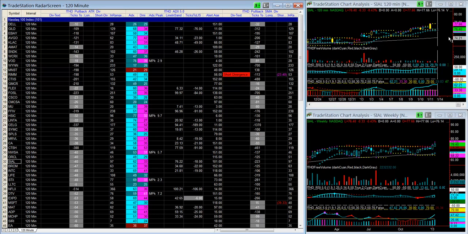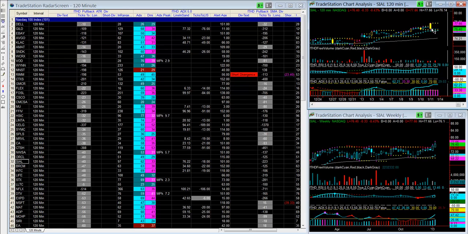SIAL. You can see that it is at the ATR already. You've got a very strong weekly chart. So this is one I would potentially be watching. We don't have any diverging volume. That is your issue at the current time.